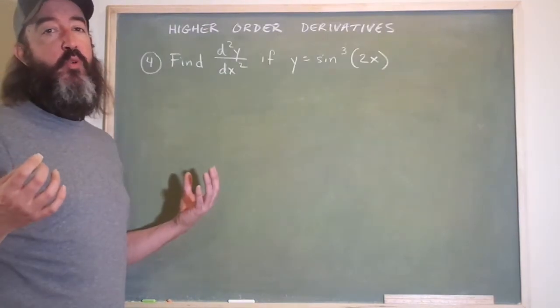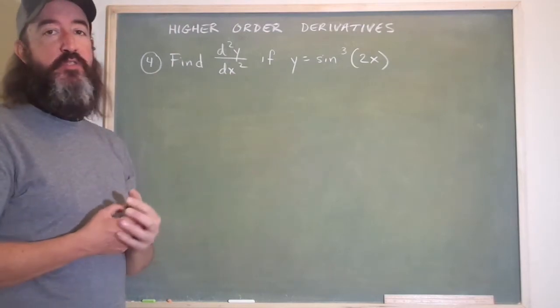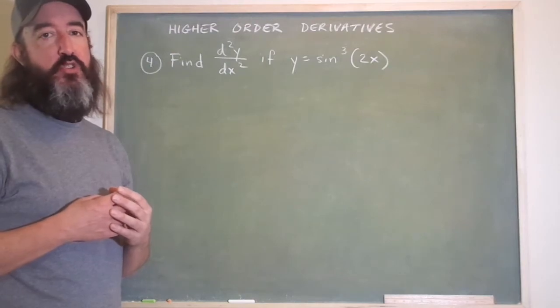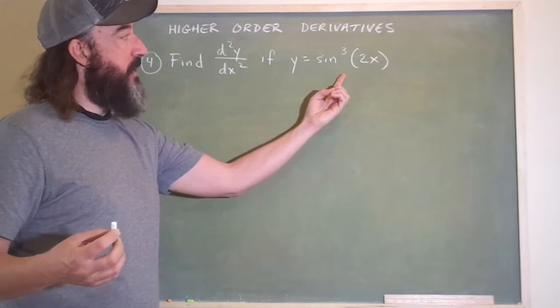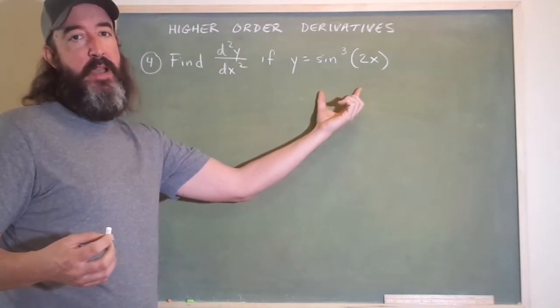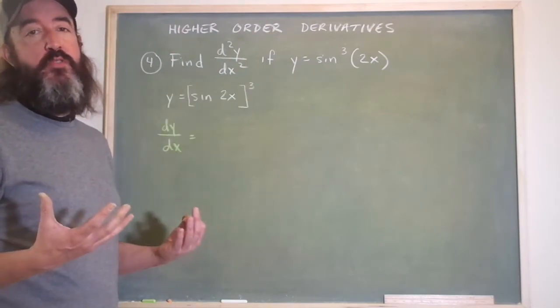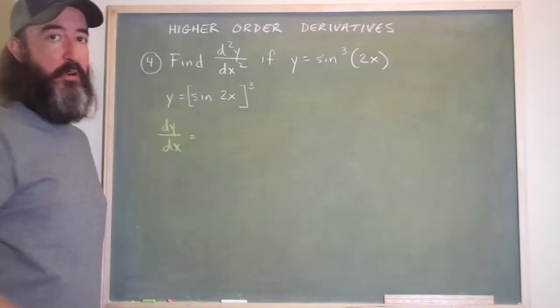Here in example number 4, I'm being asked to find the second derivative if y equals sine cubed of 2x. Well, of course, before I find the second derivative, I'm going to need to get the first derivative. And we saw in our prior lesson, to get the derivative of something like this, it's a wise idea to rewrite it as sine of 2x all to the power of 3. Now to get the derivative, we can use the chain rule, or what we sometimes refer to as the general power rule, because we have something raised to a power.